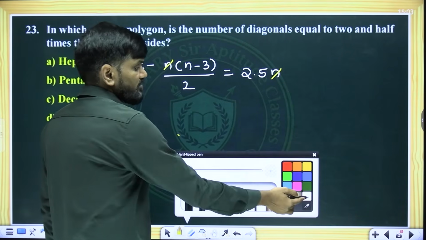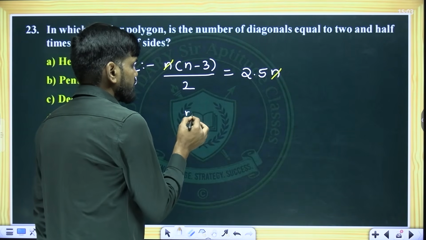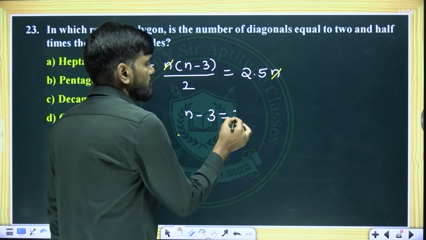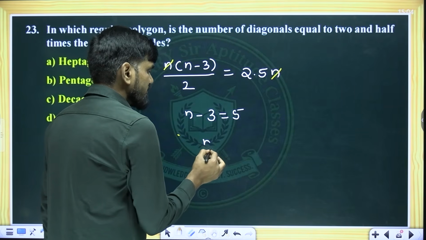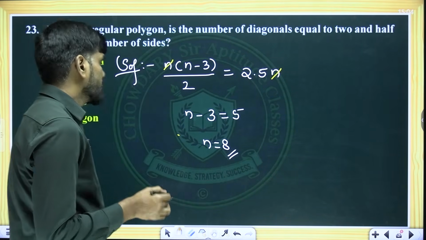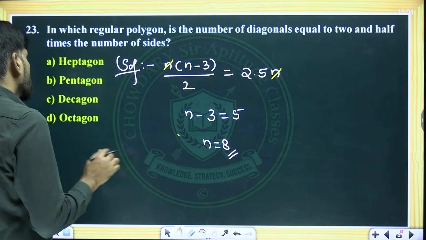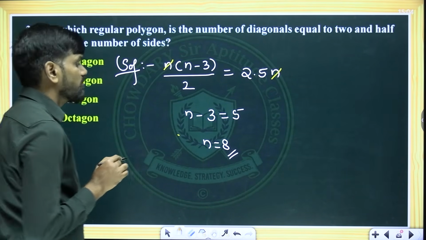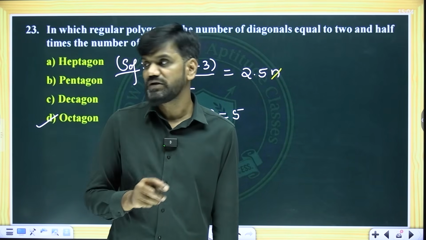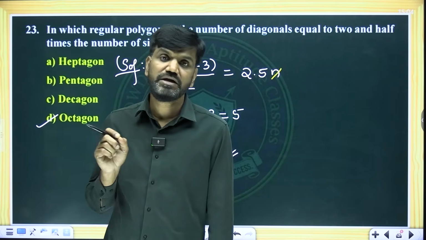From this I can say n minus 3 is equal to 2.5 into 2, which is 5. From this I can say n is equal to 5 plus 3. That should be how much? 8. Hence your answer has to be 8. 8 means that polygon will have how many sides? That polygon is called as what? Octagon. Hence your answer has to be option D.